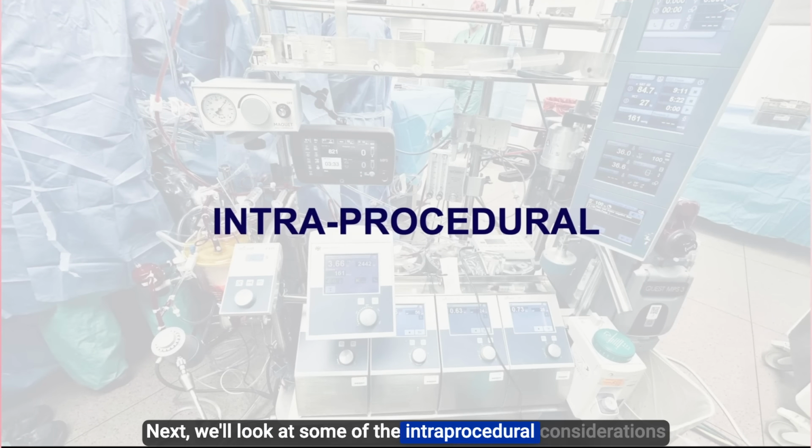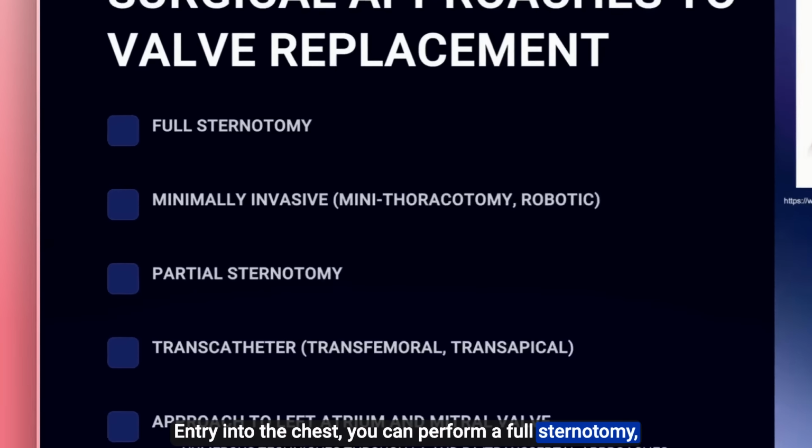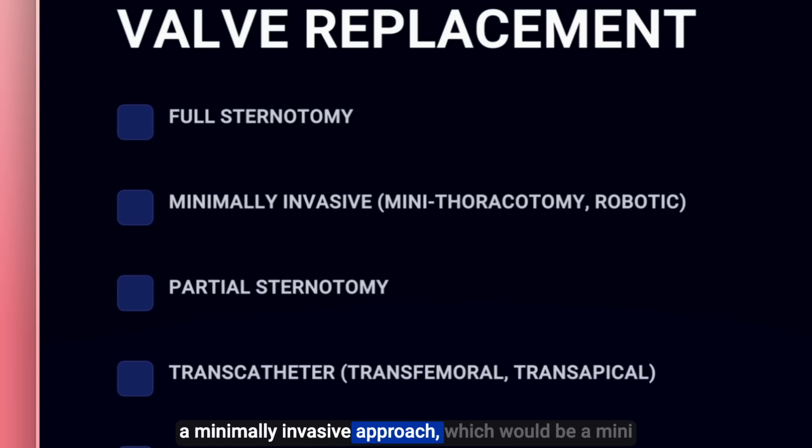Next, we'll look at some of the intraprocedural considerations when a patient undergoes mitral valve replacement surgery. There's numerous different types of surgical approaches to the mitral valve during mitral valve replacement surgeries. These include both entry into the chest and entry to the left atrium to access the valve. Entry into the chest, you can perform a full sternotomy, a minimally invasive approach, which would be a mini thoracotomy or robotic surgery, or partial sternotomies as well.